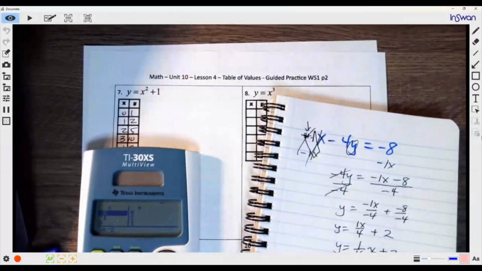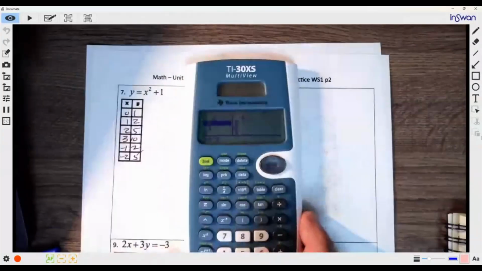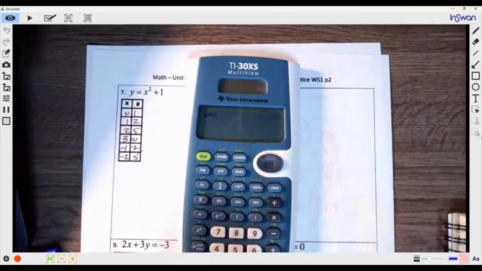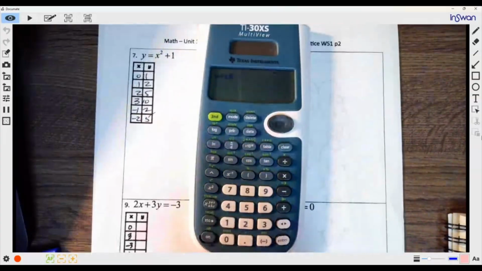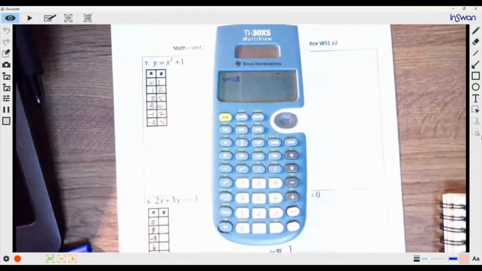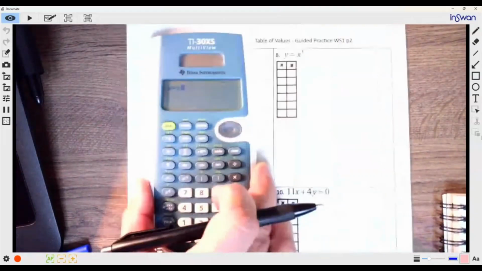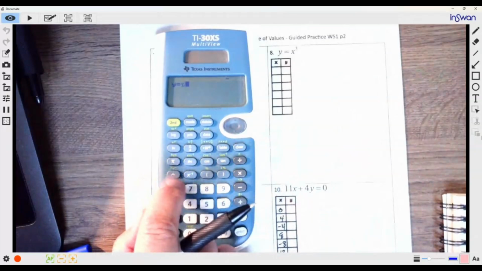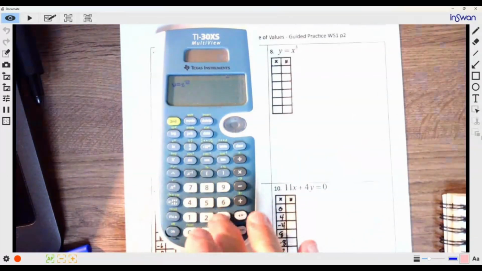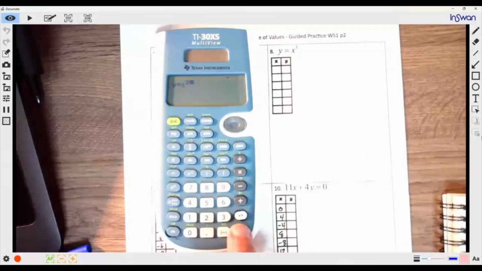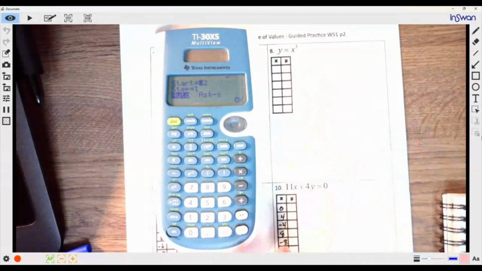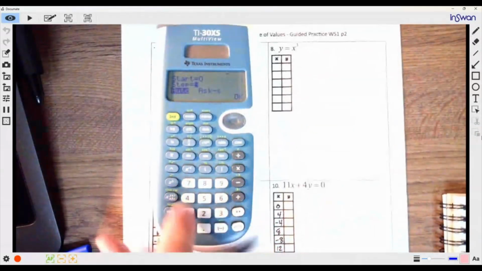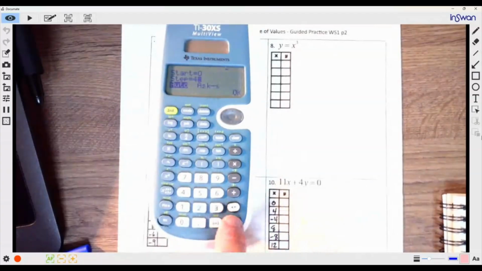Y equals x cubed. Table. Clear. Variable. Okay, and then we need to cube. So we're going to have to use the caret key. 3. Enter, because there's nothing being added or subtracted. We'll start at 0. And then just to do something different, let's step 4. Just to pick something different.